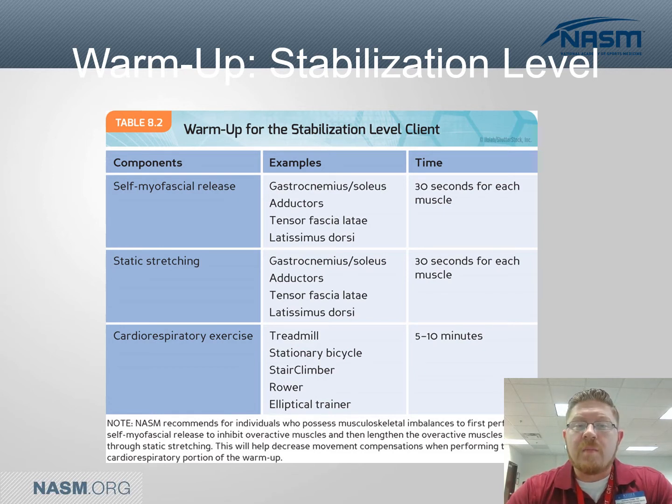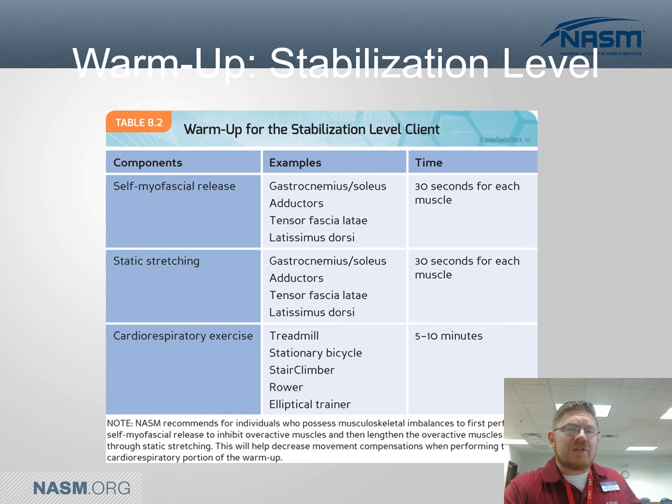So this is a good warm-up for the stabilization level client. So somebody that's in phase 1, right? You put them on, you go through those things first, and then you give them 5 to 10 minutes on the treadmill, the stationary bike, stair climber, rower, elliptical trainer, all things that are easily accessible. I mean, if you had access to an indoor track, or if you were outside doing this, you could have them walk a track for 5 to 10 minutes.